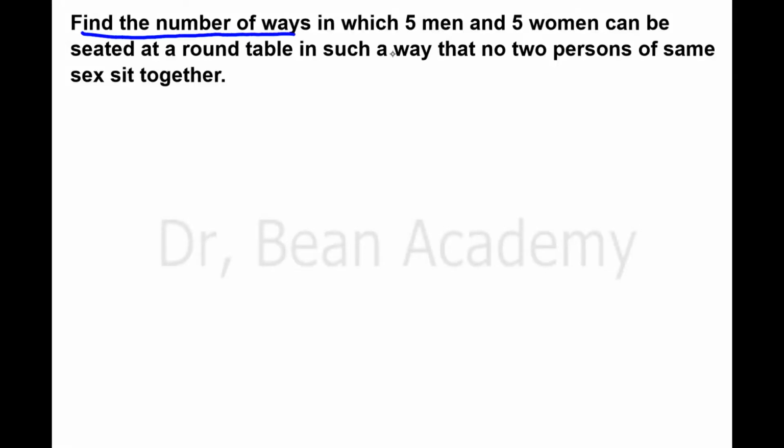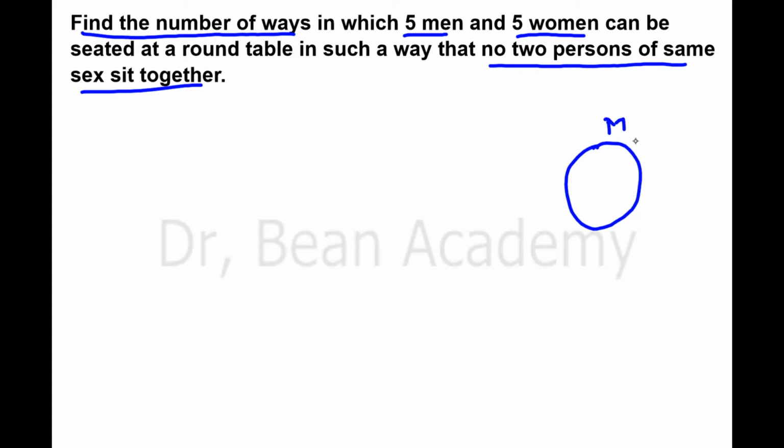Find the number of ways in which 5 men and 5 women can be seated at a round table in such a way that no two persons of the same sex sit together. So once again, the table is round. If there is one man, then there should be a woman, then a man, and then a woman. So they will sit in alternate positions, but they will sit at the same table.